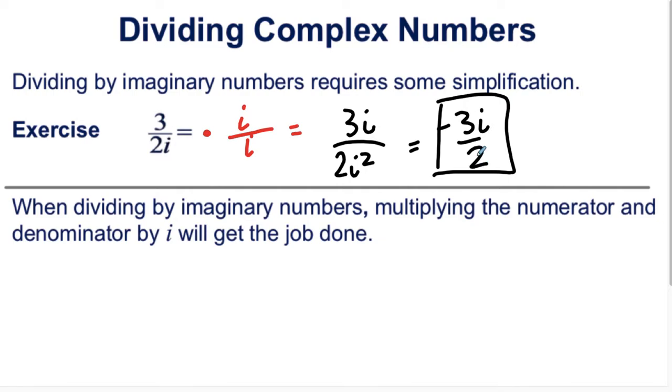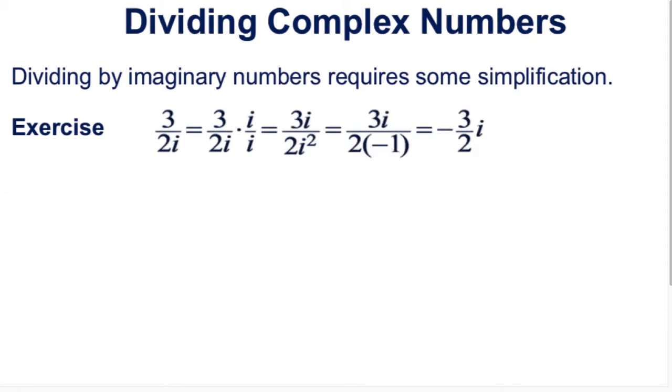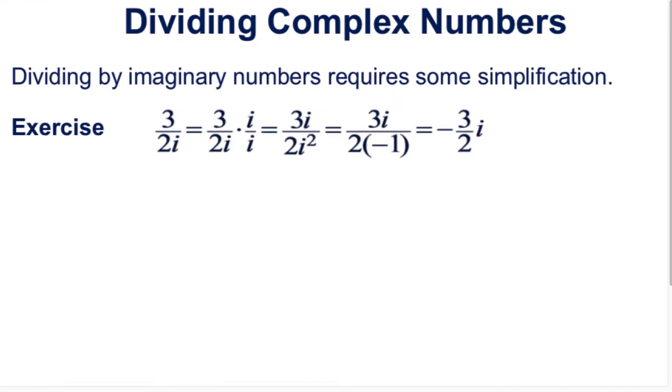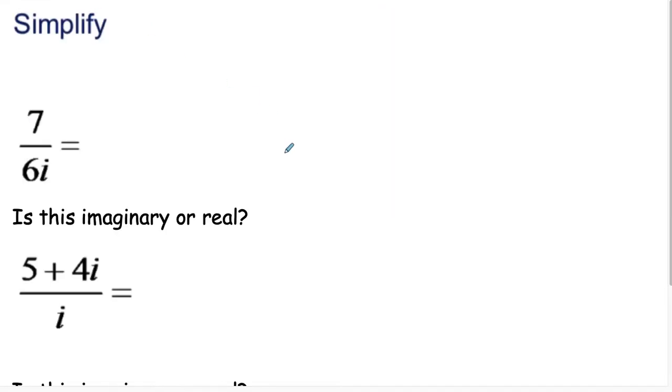Okay, so that is the simplest explanation I can give. It is also written as negative 3 halves i, or negative 3i over 2. Both are correct. All right, so let's take a look at some examples here.